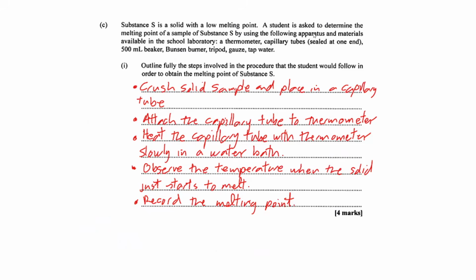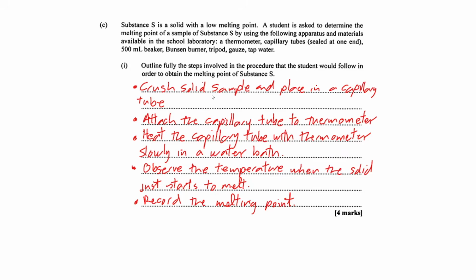A student is asked to determine the melting point of a sample of substance S by using the following apparatus and materials available in the school laboratory: a thermometer, capillary tubes sealed at one end, 500 ml beaker, Bunsen burner, tripod, gauze, and tap water. See Part 1. Outline fully the steps involved in the procedures that the students would follow in order to obtain the melting point of substance S.